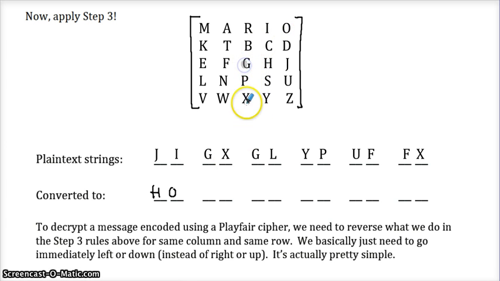So G, oh good, there are some different things that happen here. G and X, those are in the same column. So what happens is they move down. So G is going to move to the next letter below that, which is P, and X is going to move to the next letter below that, which is a loop around, and we get R.